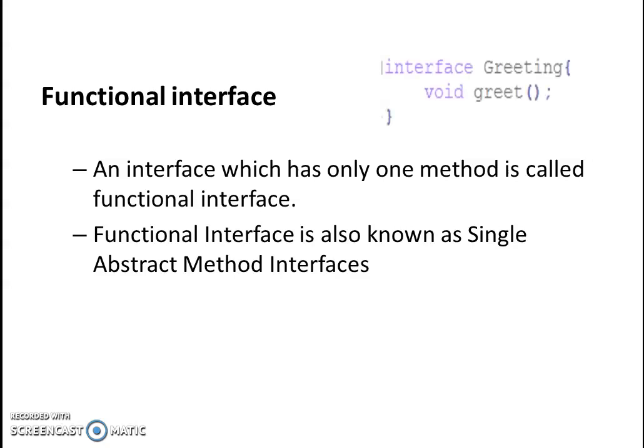For example, here we have an interface named Greeting, and in this particular interface we have only one method named greet, right? So this particular interface is a functional interface, that is, an interface having only one method.